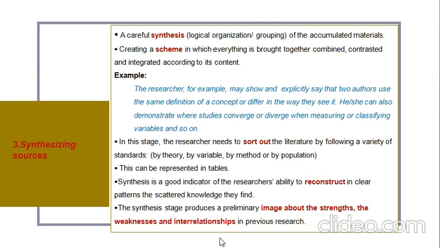A good technique is to present the scheme that shows the synthesis in the form of a table. The table is an excellent way of summarizing the points and showing the relationships between them.